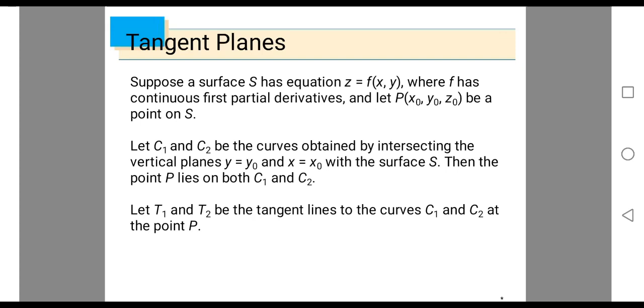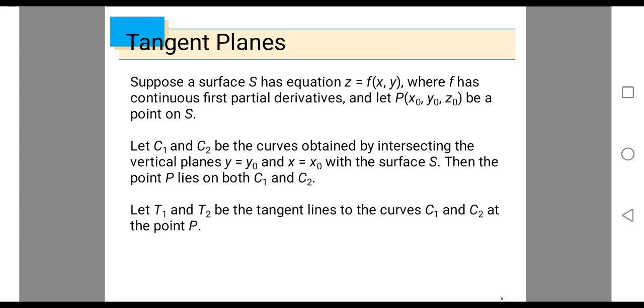It's saying that we have a surface S, and we have an equation, z is equal to f of x, y. And then we have a point. Now we let C1 and C2 be two curves. Now we take two curves, C1 and C2.